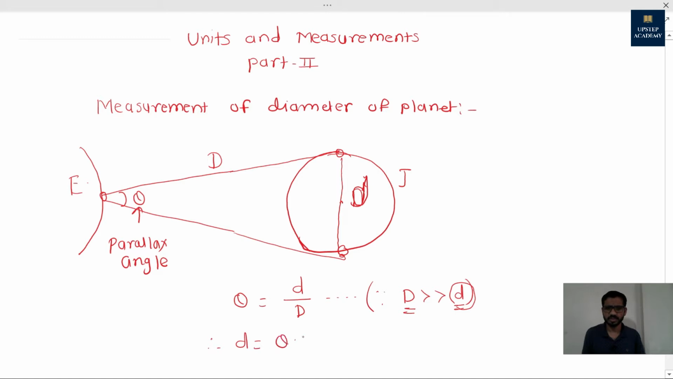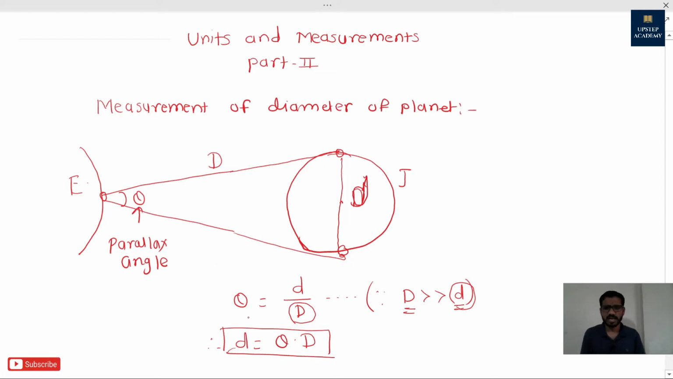d is equal to theta into capital D. So this is the method to find the diameter of any planet. And how to find this capital D, we have already seen. To find the distance between Earth and Jupiter, we took 2 points on the Earth, and by knowing the distance between the 2 points and the angle, we measured the distance to the planet. So that is the measurement of the diameter of any planet by using the parallax method.